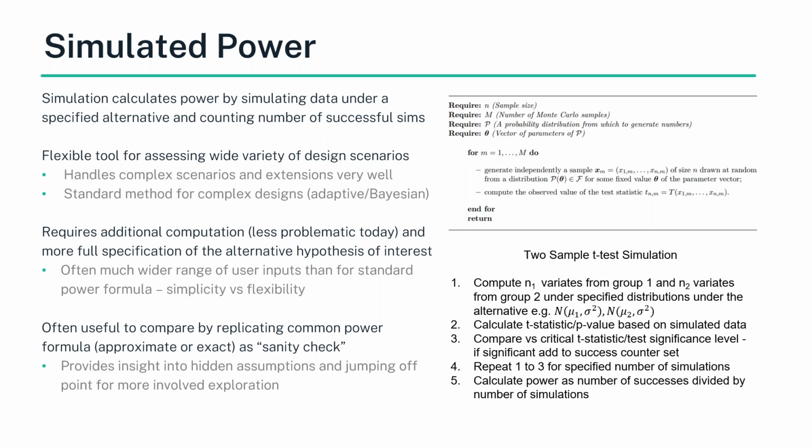and then count how many significant p-values, or how many successes we have, and the number of successes divided by the number of simulations is empirically our power. It's our simulated power. And this is really flexible. It handles complex scenarios, extensions. As we get into more complex designs, adaptive designs, Bayesian designs, simulation is becoming the default approach for verifying both the type 1 error of your design, but also for doing power calculations as well.